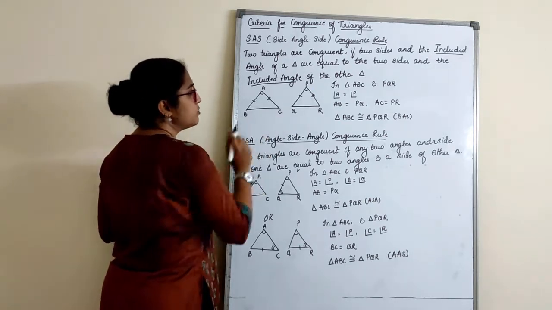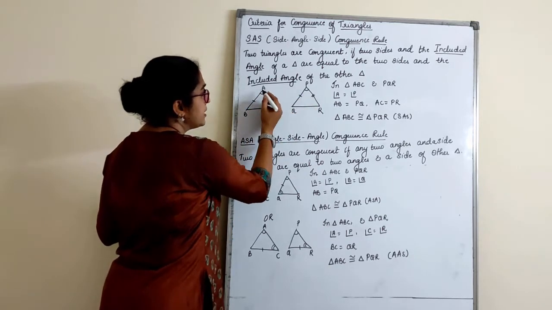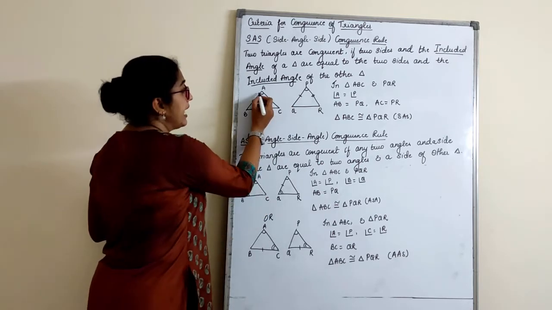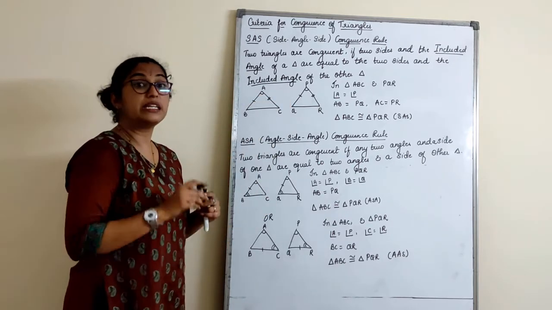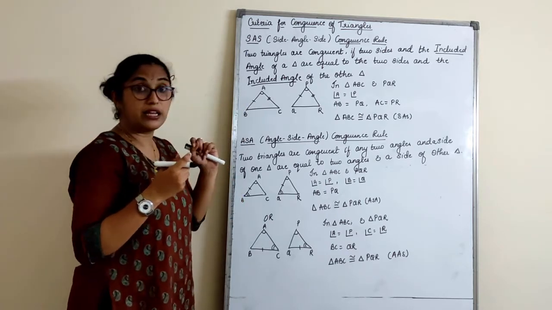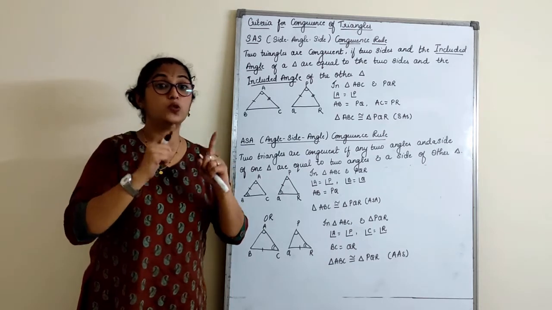How is it? Suppose these are the two triangles. Side AB is equal to side PQ, side AC is equal to side PR, angle A is equal to angle P. Is angle A the included angle of this triangle? Included means the angle which lies between the two sides.